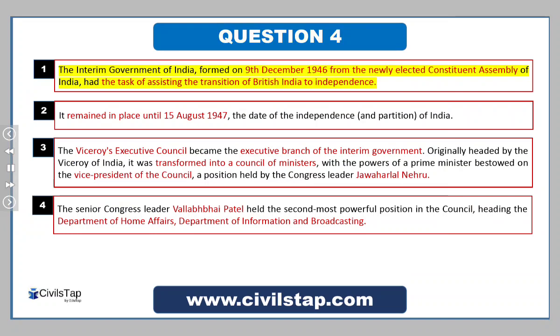The interim government of India, formed on the 9th of December 1946 from the newly elected Constituent Assembly of India, had the task of assisting the transition of British India to independence. 1. It remained in place until the 15th of August 1947, the date of the independence and partition of India. 2. The Viceroy's Executive Council became the executive branch of the interim government. Originally headed by the Viceroy of India, it was transformed into a Council of Ministers, with the powers of a Prime Minister bestowed on the Vice President of the Council, a position held by the Congress leader Jawaharlal Nehru.